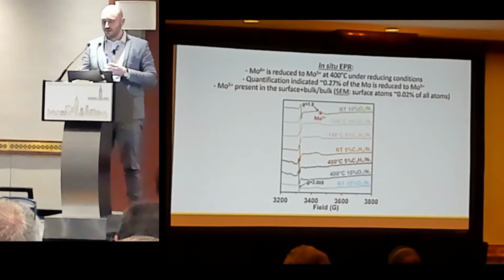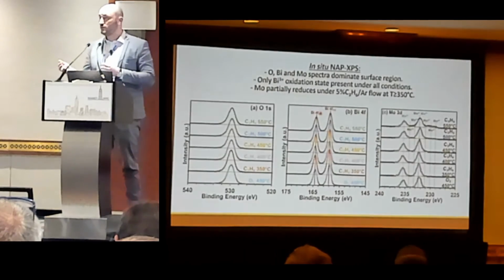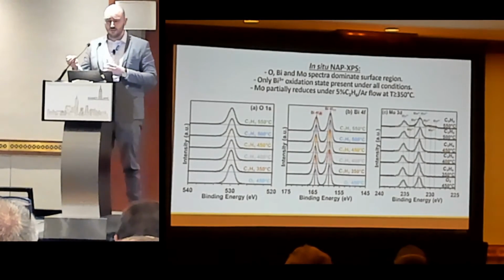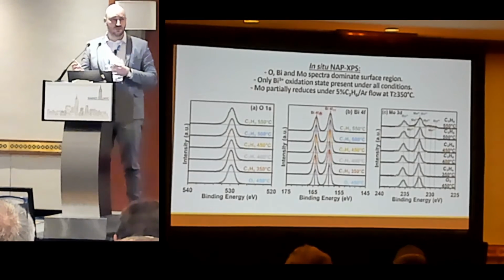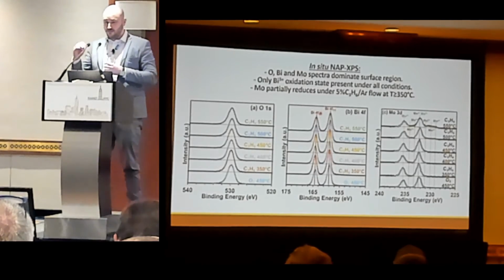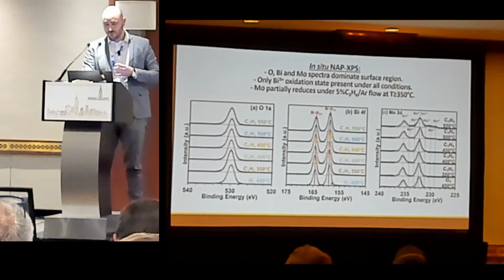Now, the next step is taking it to the surface. And for that, we're going to use NAP-XPS. So the NAP-XPS spectrum is dominated by oxygen, bismuth, and molybdenum signals. And in the middle, you can see what's happening with bismuth.